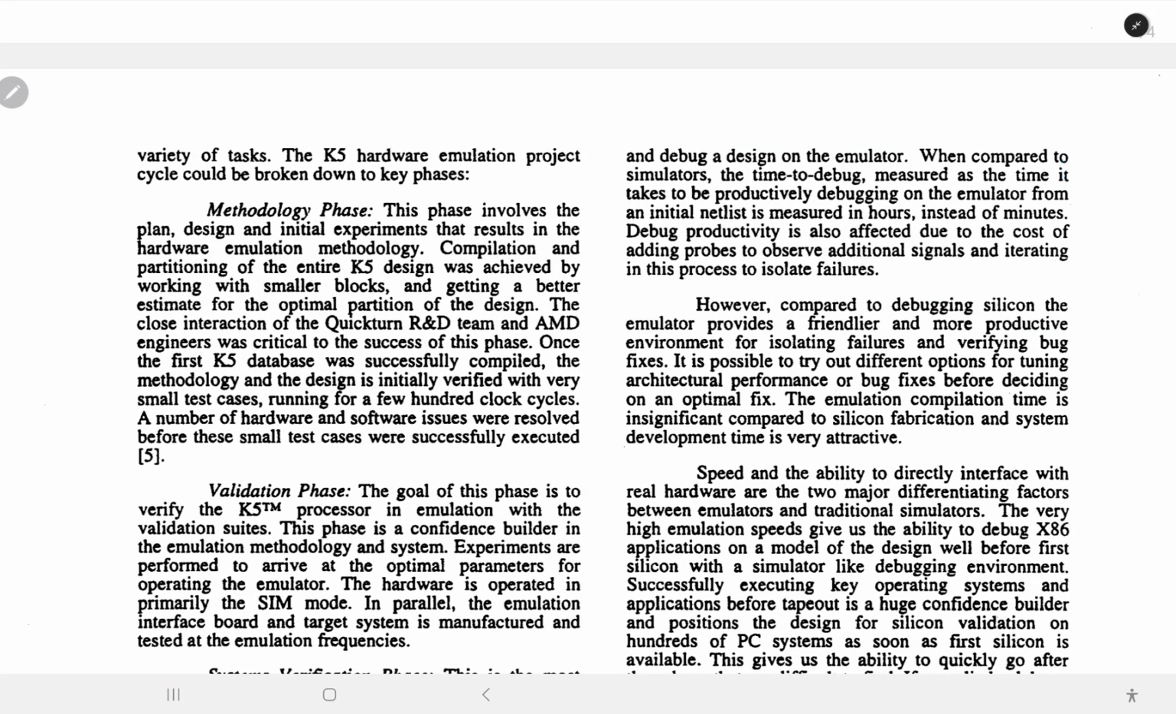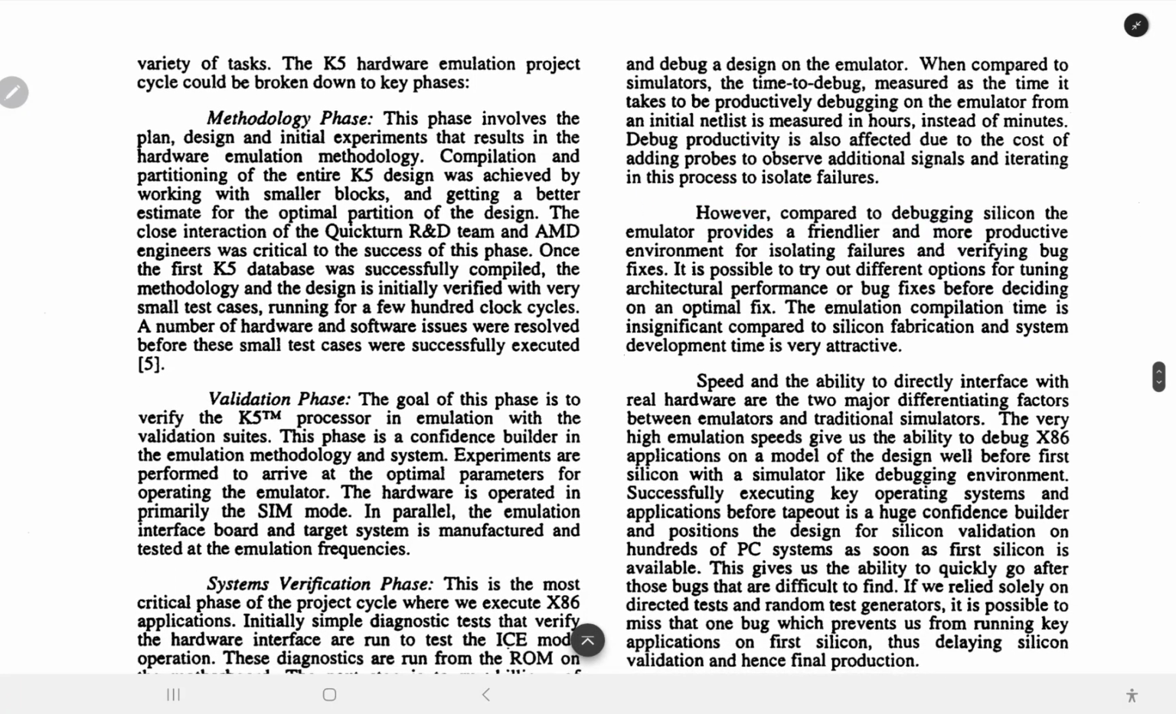When compared to simulators, the time to debug, measured as the time it takes to be productively debugging on the emulator from an initial netlist, is measured in hours instead of minutes. Debugging productivity is also affected due to the cost of adding probes to observe additional signals and iterating in this process to isolate failures. However, compared to debugging silicon, the emulator provides a friendlier and more productive environment for isolating failures and verifying bug fixes.